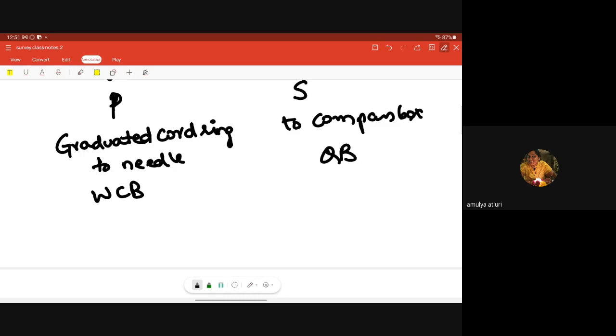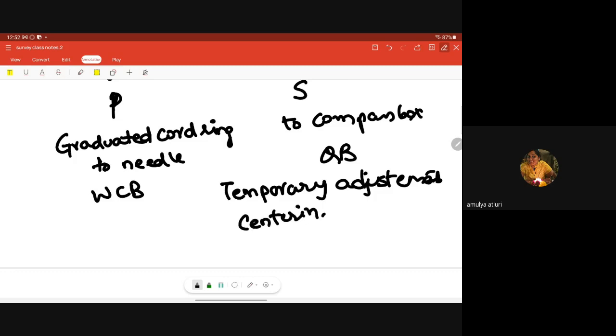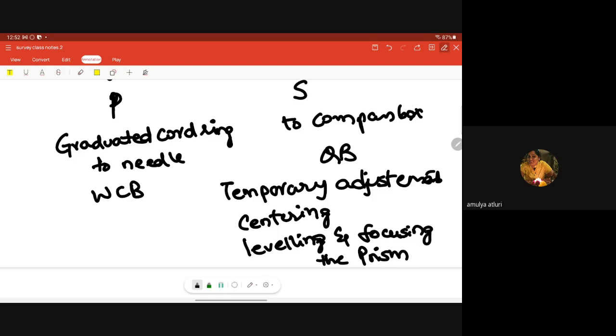Okay, so these are the different types of compasses we generally use. So what are the temporary adjustments in this type of survey? They are centering, leveling, and focusing the prism. So these are the temporary adjustments we do in the compass survey to calculate the angle.